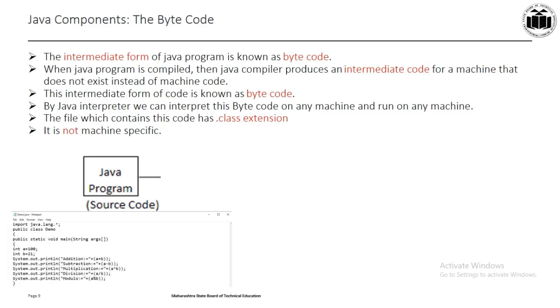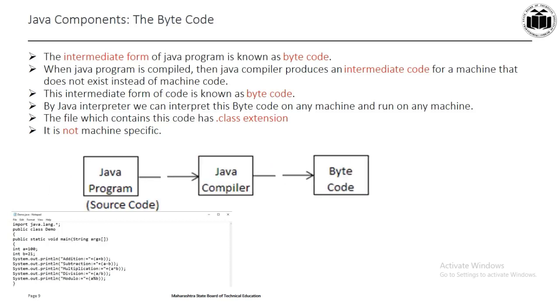So this is our source code. I have written this source code in Notepad. Student can write or type this source code in any editor like Notepad or Notepad++. This source code is compiled by Java compiler. When we write a program in Java, the compiler compiles that source code and bytecode is generated.